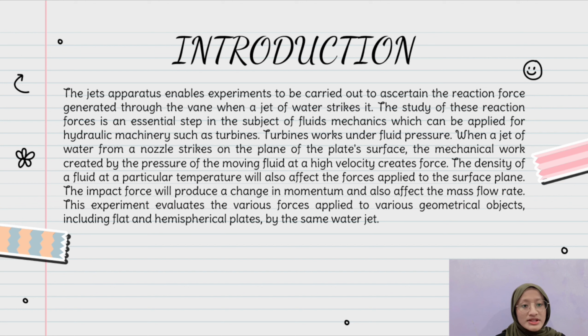When a jet of water from a nozzle strikes the plane of the plate surface, the mechanical work created by the pressure of the moving fluid at a high velocity creates force. The density of a fluid at a particular temperature will also affect the forces applied to the surface plane. The impact force will produce a change in momentum and also affect the mass flow rate.